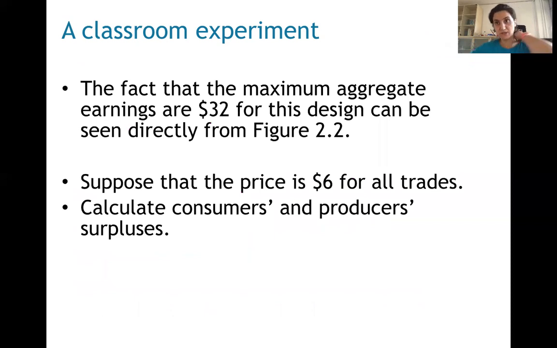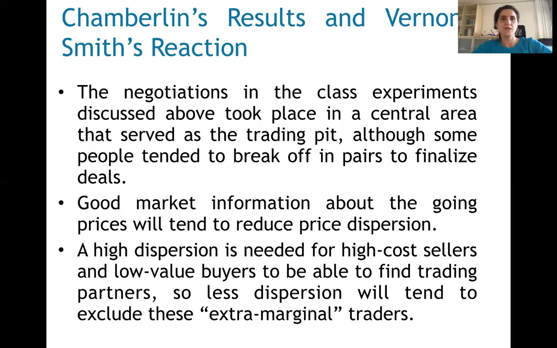Maximum aggregate earnings are going to be found like this: 32, and you are going to calculate the efficiency from there, the realized earnings of buyers and sellers divided by 32. Okay. So, Chamberlain's results and Vernon Smith's reaction.